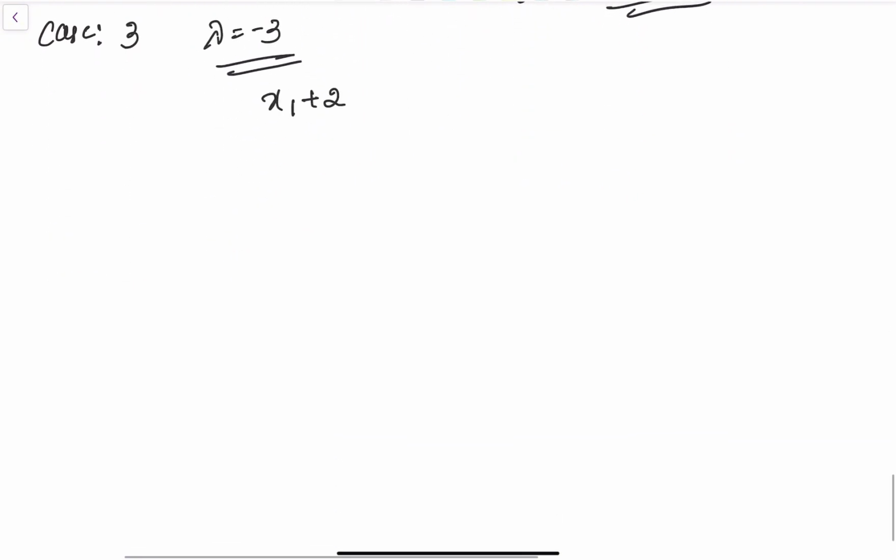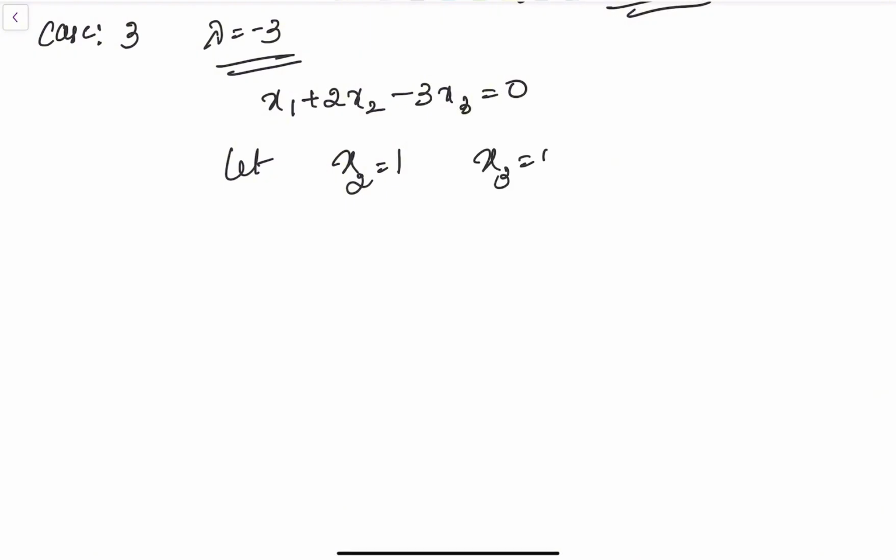It is x1 plus 2x2 minus 3x3 is equal to 0. So once this is done, what I will do is just interchange the values of x1, x2 and x3 that I have previously taken. Previously it was 0 and 1. Now I am taking 1 and 0.